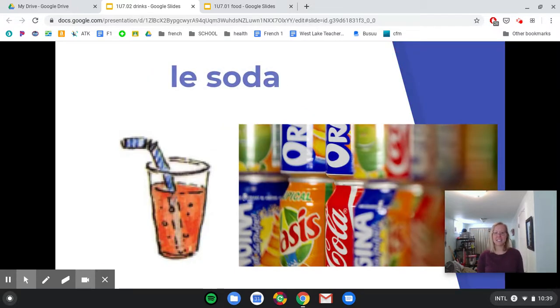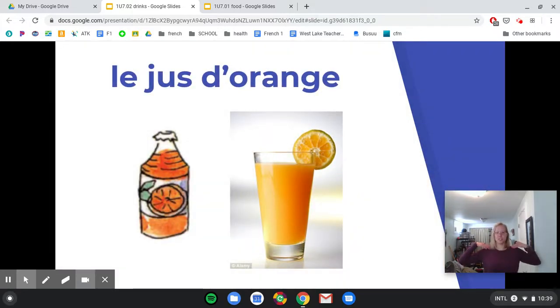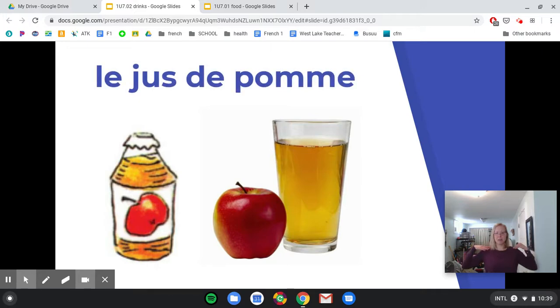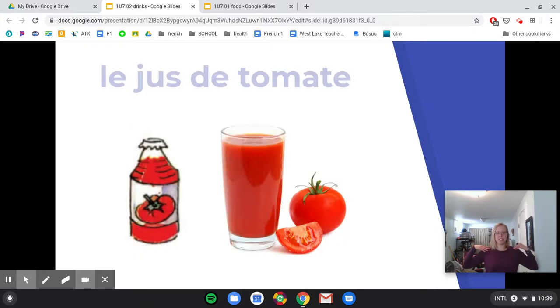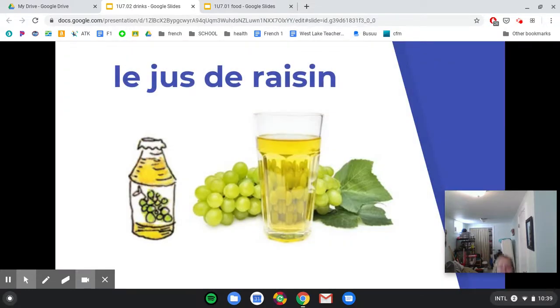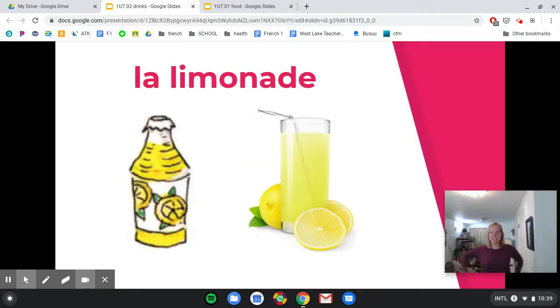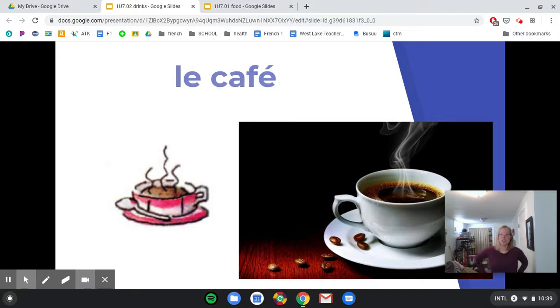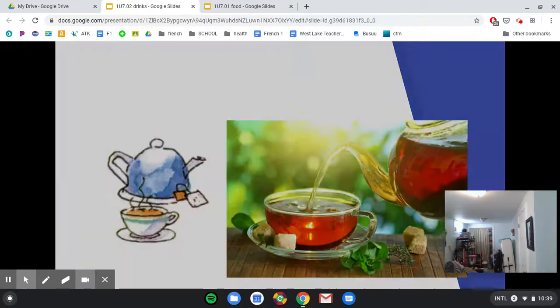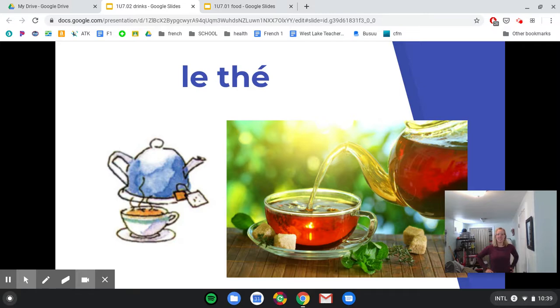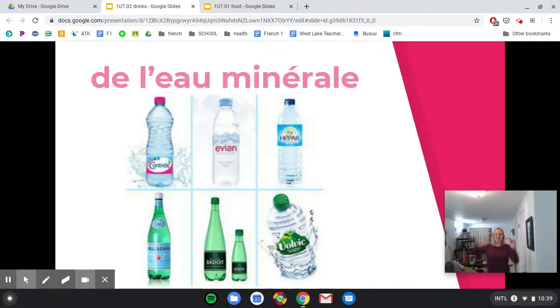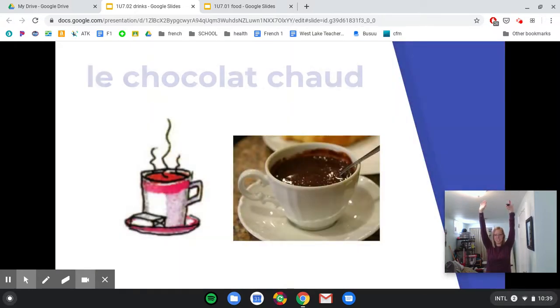Okay? Alors, répète. Oh, le soda. Le jus d'orange. Le jus de pomme. Le jus de tomate. Le jus de raisin. La limonade. Le café. Le thé. De l'eau minérale. Le chocolat chaud.